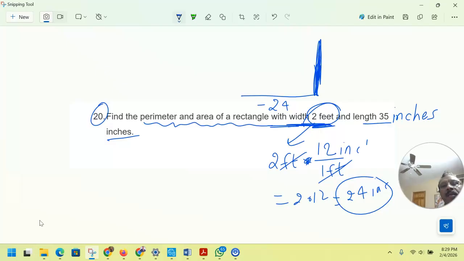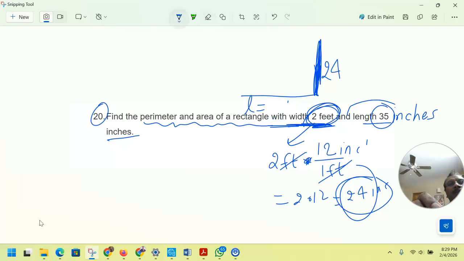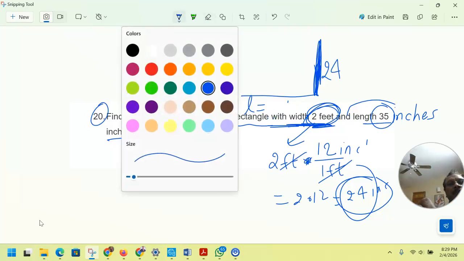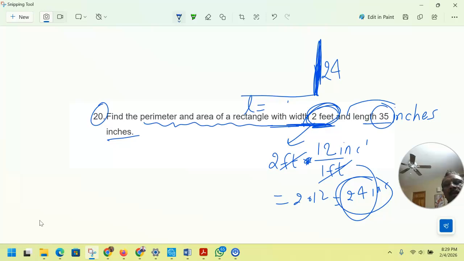And this is the width, this is the length. Sorry, the length is 35. And the 2 feet that we got was 24 inches. So this is 35, and this was actually 2 feet. Now we change it to inches.